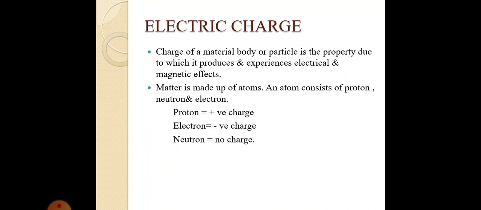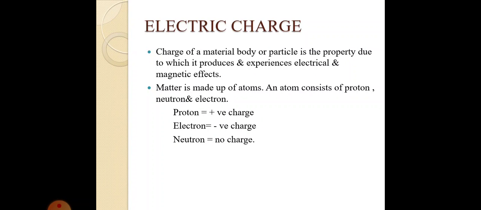An atom consists of protons, neutrons and electrons. Proton is the positive charge, electron is the negative charge. Neutron has no charge, it is a neutral charge. The number of protons equal to the number of electrons is called an atom. An atom is also electrically neutral, with no net charge.